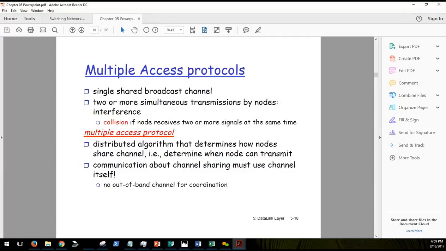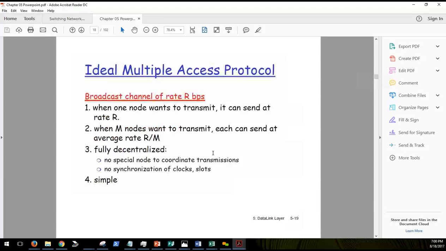There are a couple of different models here that we use. Communication about the channel sharing must be done in the channel itself. No out-of-band channel is allowed. In other words, the actual channel that we're using to transmit data must also allow for communication regarding the status of the channel, whether or not there are any collisions, and so on.